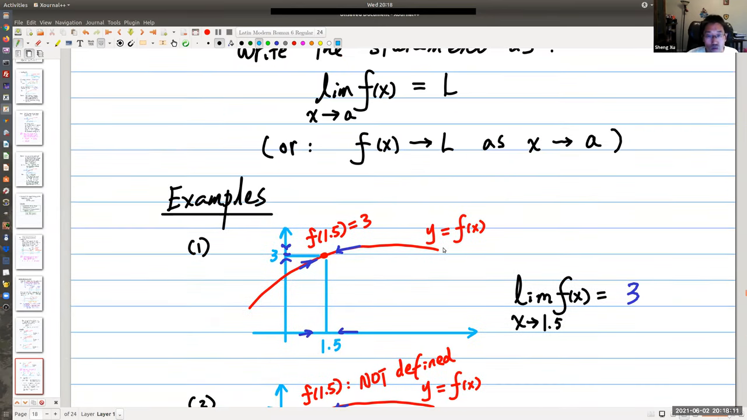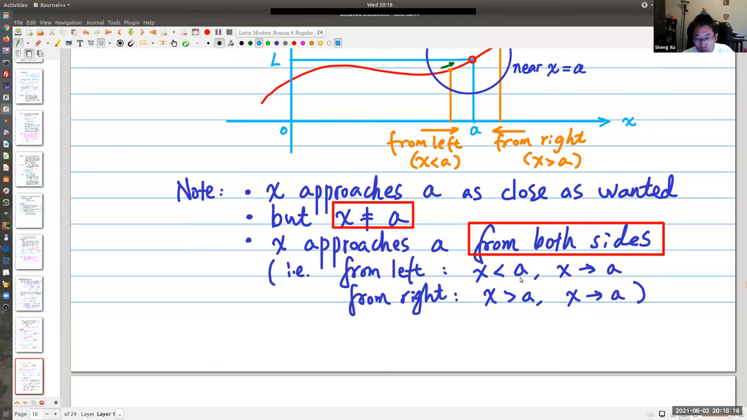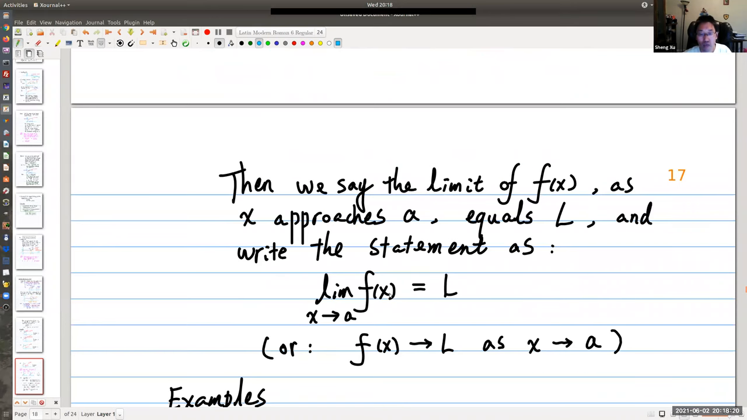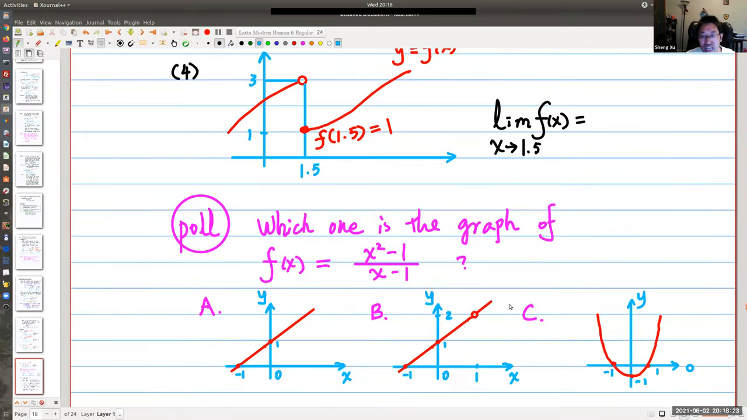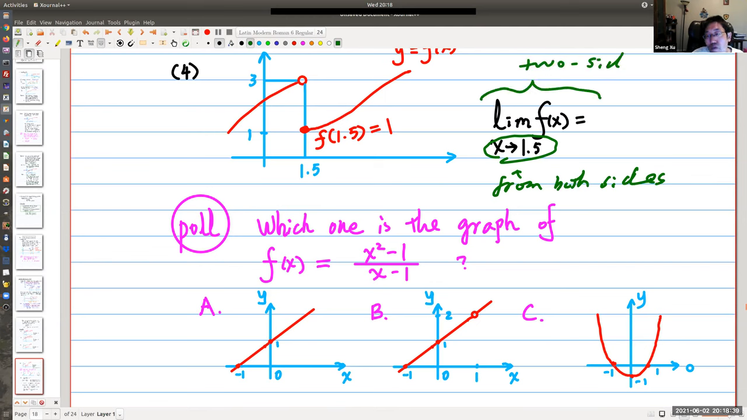So in the definition, we need to require that, no matter which way you approach, from both sides, f approaches the same value L. Then we say the limit of f(x) equals L. So this is called a two-sided limit. When we say x approaches 1.5, we mean from both sides. So this limit is called a two-sided limit. In this case, this limit does not exist. So sometimes we just write it down as DNE, a simple abbreviation for does not exist.